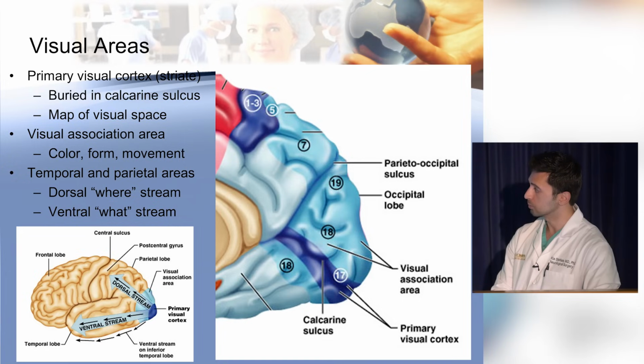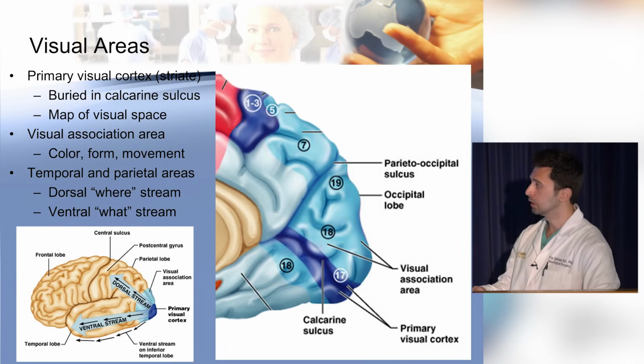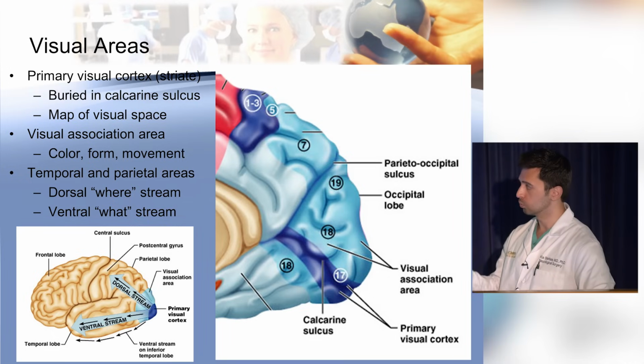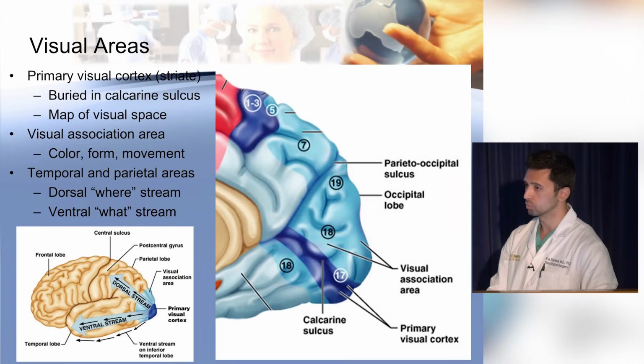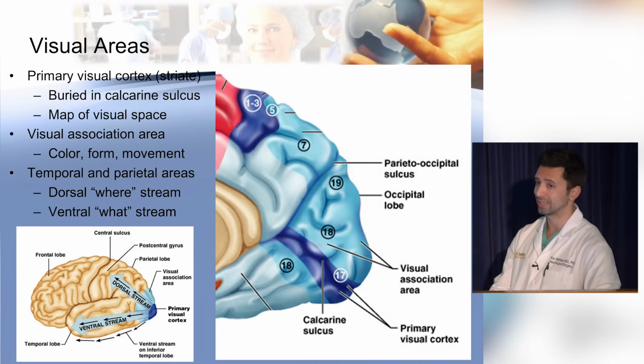There's a dorsal stream, which actually goes towards the parietal lobe, and that's a part of the brain that is focused more on where something is, where an object is, where you are geographically, where structures are within your world. And then there's a ventral stream that goes towards the temporal lobe, which is an association area that's more of a what area. So a lot of our recognition of a face, of an object, naming things is going to occur here.